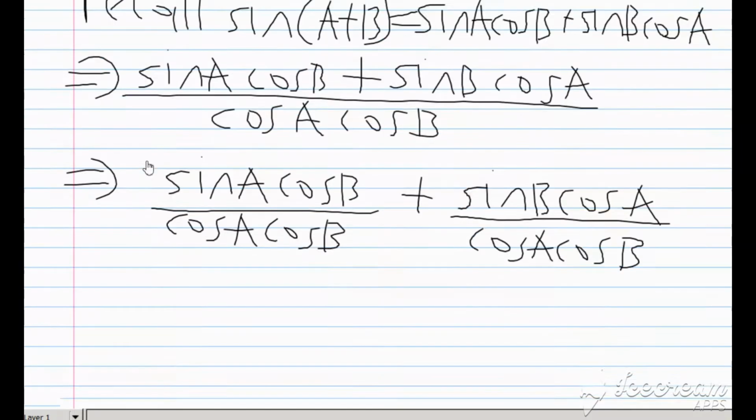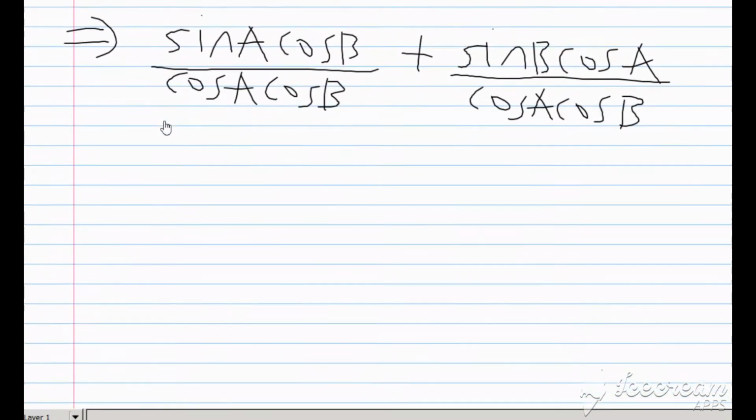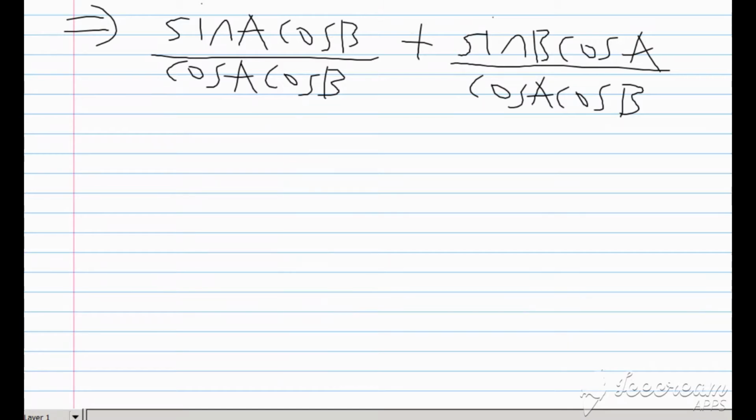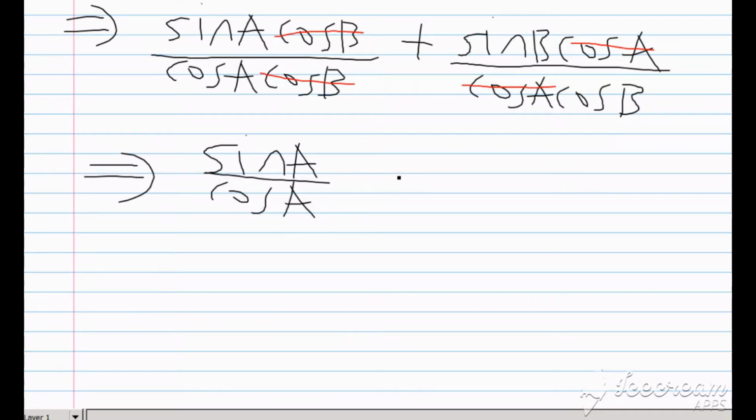Let me just scroll this a bit now. So what do I do here? I can actually reduce this. In the first fraction, we have cosine B in the numerator and denominator. In the second fraction, we have cosine A there and cosine A there. So technically speaking, all we're left with is sine of A over the cosine of A plus the sine of B over the cosine of B.